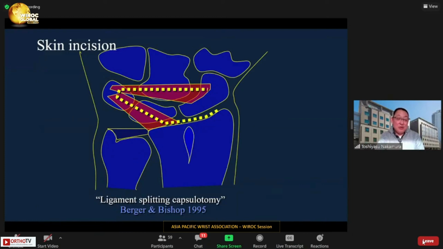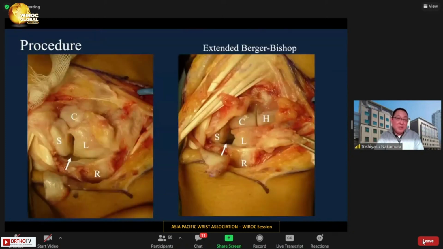Then I use a Berger-Bishop approach, opening the dorsal side of the capsule, then I extend it to the distal part to see the capitate-hamate bone-ligament-bone. This is a view of the SL ligament torn. You can see wide gapping between the scaphoid and lunate. Also, you can see the capitate-hamate bone-ligament-bone here.